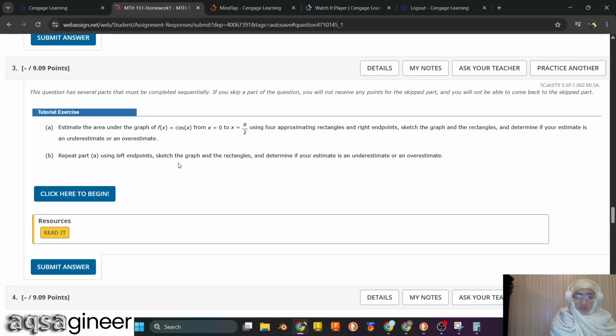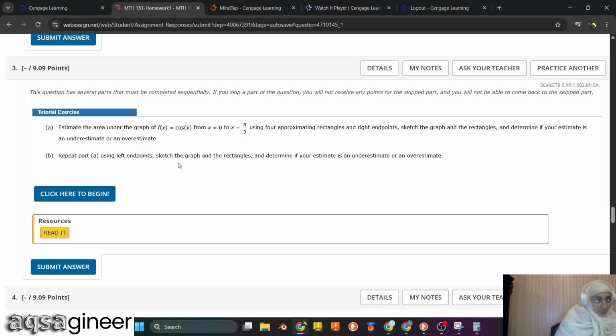Estimate the area under the graph of f of x equals cosine x from x equals 0 to x equals pi over 2 using 4 approximating rectangles and right endpoints. Sketch the graph and the rectangles and determine if your estimate is an underestimate or an overestimate. Repeat part A using left endpoints. Sketch the graph and rectangles and determine if your estimate is an underestimate or an overestimate.